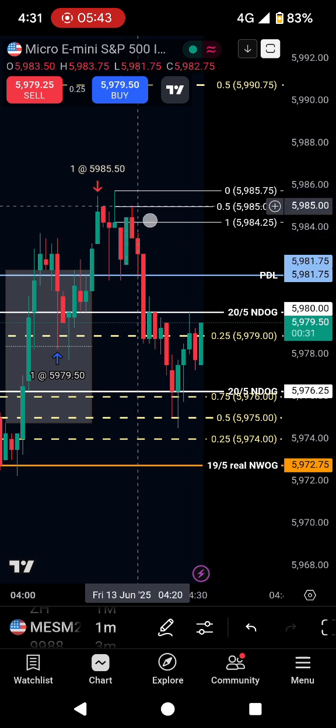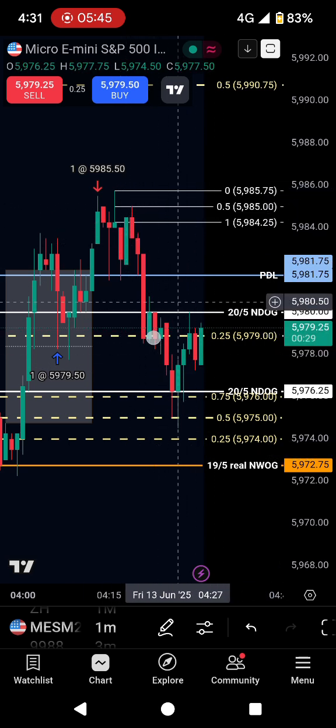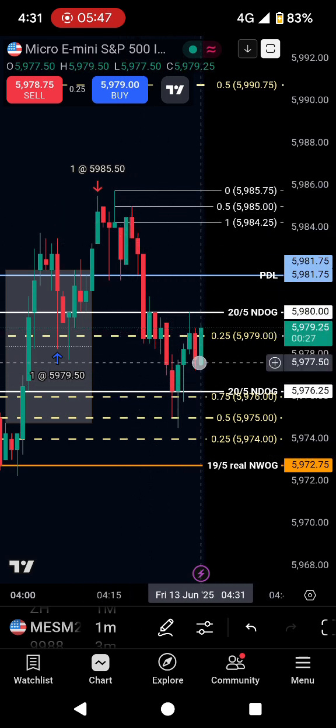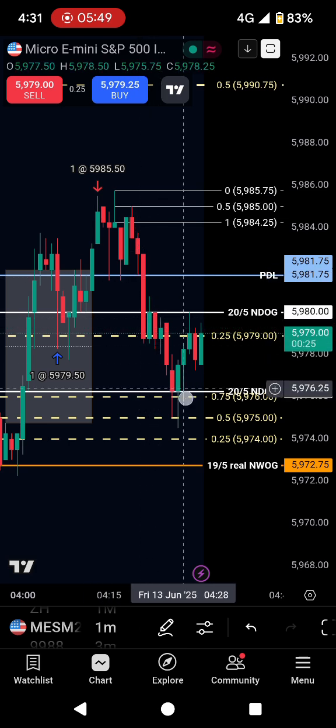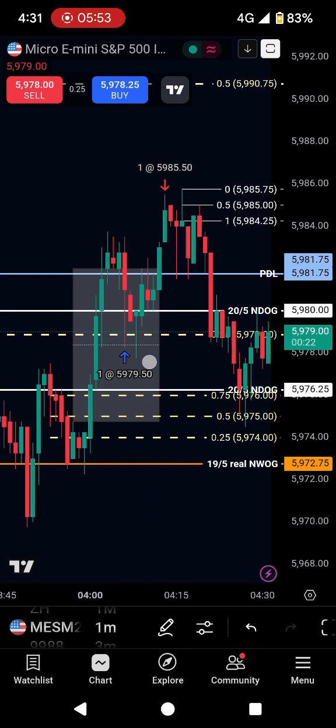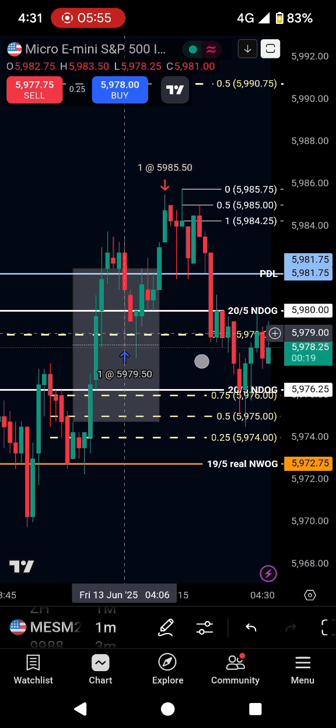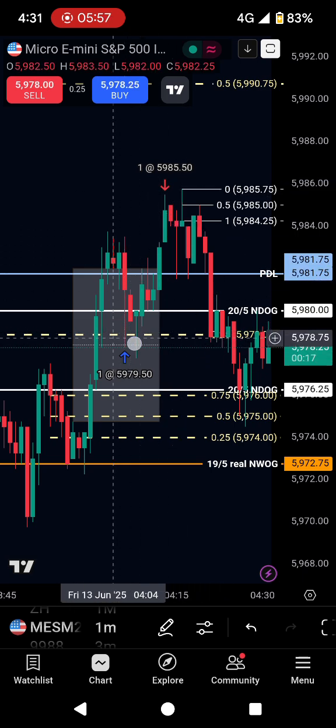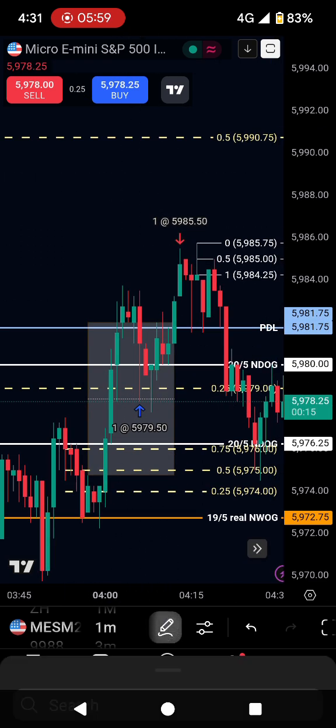Look at this from here, from this CE wick down to the 20 May end dog. Beautiful CE wick, bam bam bam. So that's it. If I was in the trade, I would have taken this one. So yeah, this one, as I say, offered 6 handles beautifully.